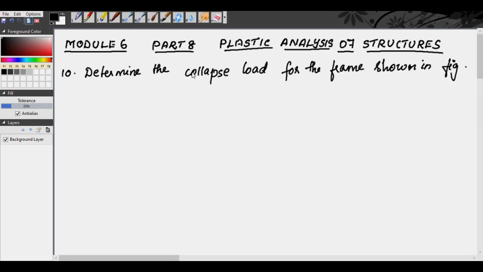Welcome everybody once again. So we are in our 8th class for module 6, that is plastic analysis of structures. This is our last class for this module. So with this we will be completing our syllabus.